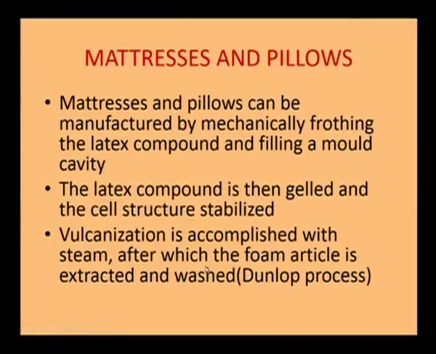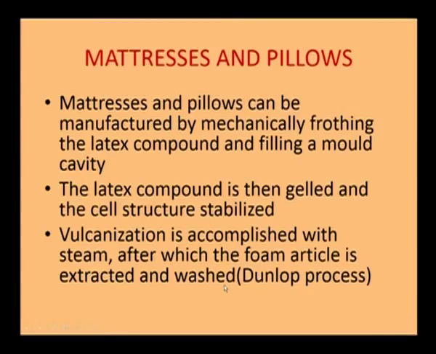Vulcanization is accomplished with steam. So usually we do normal vulcanization by adding sulfur, but here you are going to supply steam, after which the foam article is extracted and washed, as you saw in the Dunlop process.